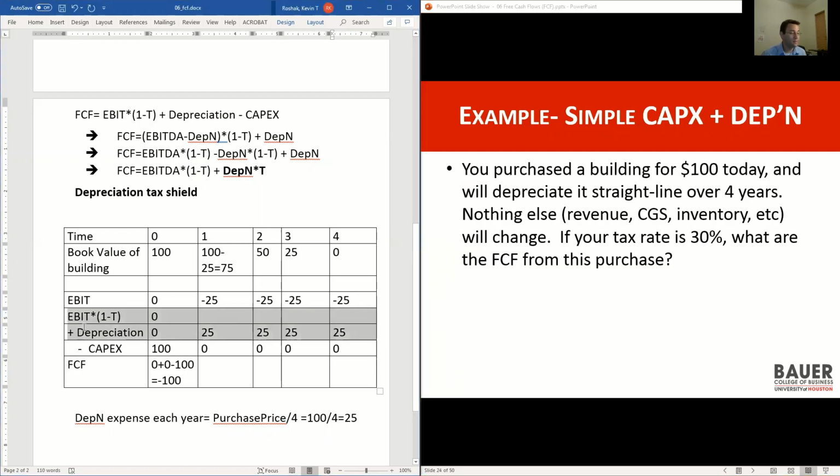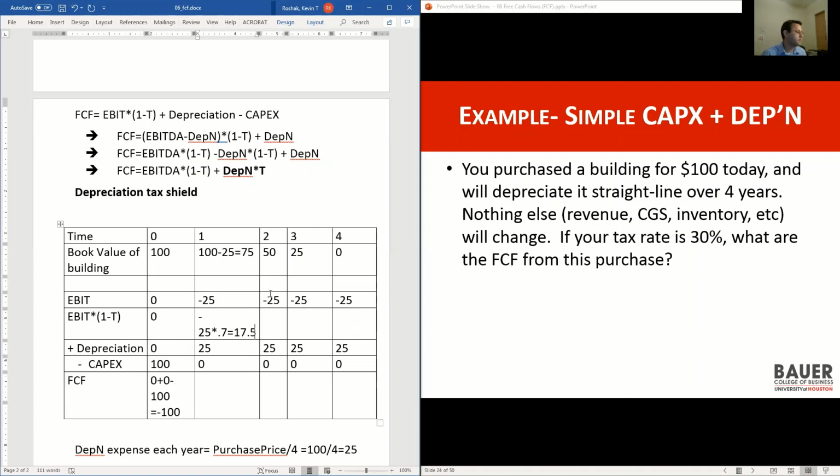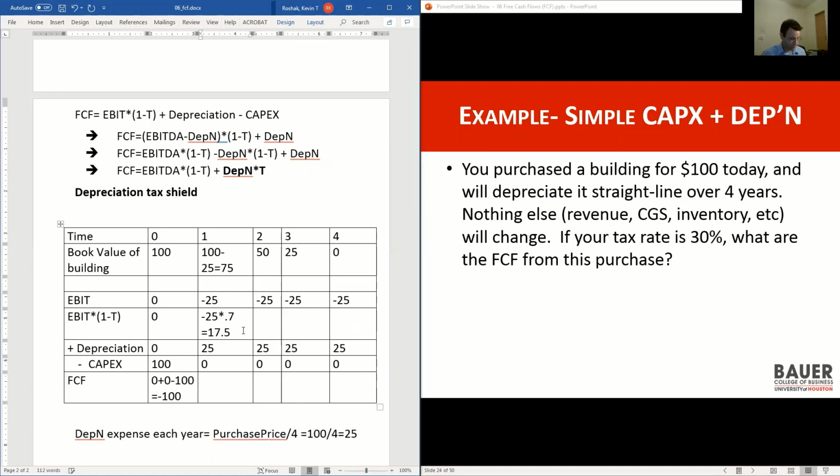That means we're going to have EBIT times 1 minus T to worry about. So our tax rate was given at 30%. That means our EBIT times 1 minus T is minus 25 times 0.7. So that's 17.5. In EBIT, minus 17.5. And that happens every year for those 4 years. Our EBIT times 1 minus T is a negative number.